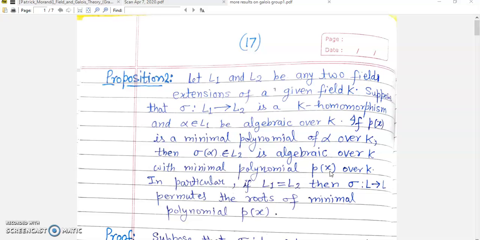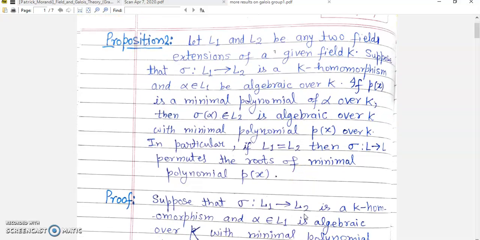Now, if we take L1 equal to L2, then this result suggests that if sigma is an automorphism, or a homomorphism from L into L, then sigma permutes the roots of the minimal polynomial Px. That means if alpha is a root of the minimal polynomial, then its image sigma alpha will also be a root of the minimal polynomial.